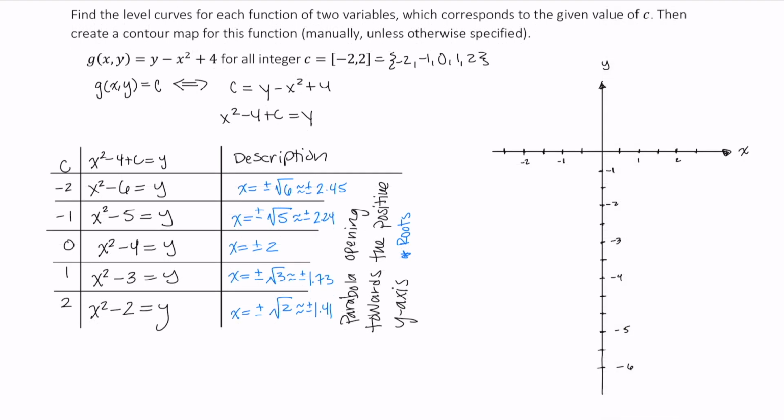Okay, hopefully you created a graph that looks like this. If you have not, please pause your video and do so now. And careful with your labeling. I mislabeled mine, so let me fix that. There. Now let's go ahead and graph these. This first level curve has a y-intercept of -6, so that would be here, and intersects the x-axis at just below 2.5, plus or minus. So I'm going to go a little to the right of 2.5 here, a little to the left of 2.5 here, and sketch in a parabola.